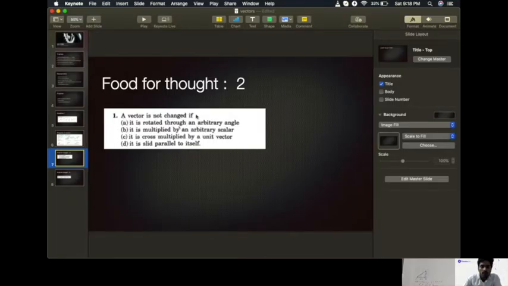What wouldn't change a vector? Suppose I have a vector and the vector is not changed if it is rotated through an arbitrary angle, if it is multiplied by an arbitrary scalar, if it is cross multiplied by a unit vector, or if it is split parallel to itself. Let's analyze this with the same example we have taken for a vector, which is the distance between Hyderabad to Vishakhapatnam or Hyderabad to Chennai, right?